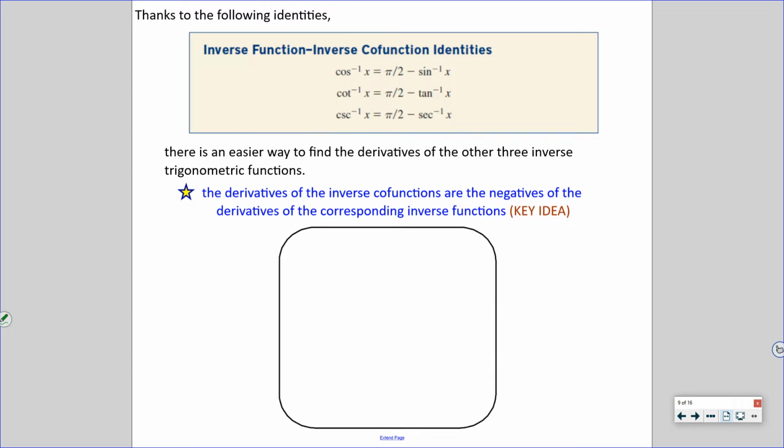Okay. So let's take this identity right here, and I'm just going to do it off to the side. The cosine inverse is the same as pi over 2 minus the inverse sine. We're going to differentiate this because I want to figure out what the derivative of inverse cosine is. So I'm going to differentiate both sides.